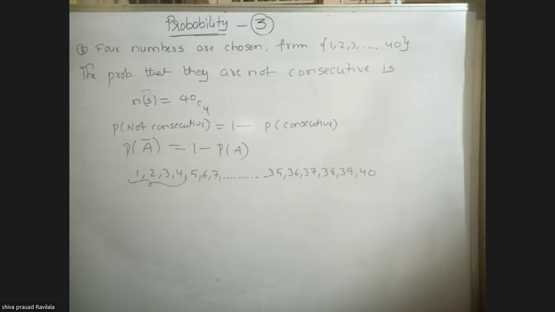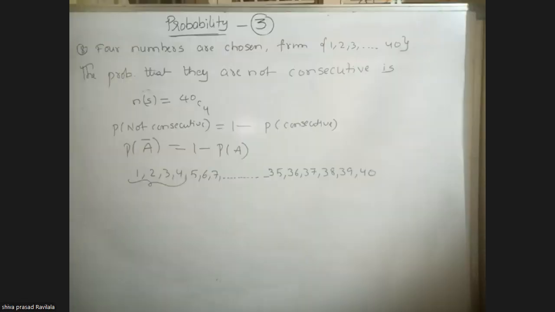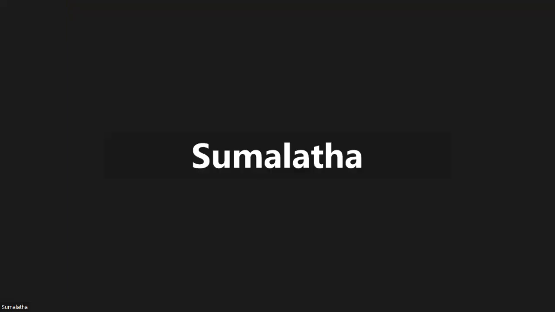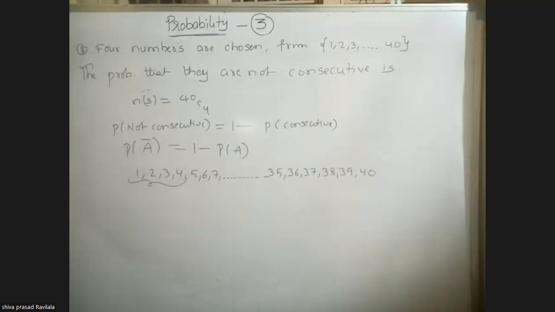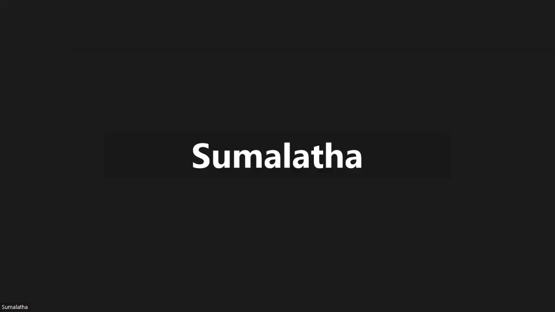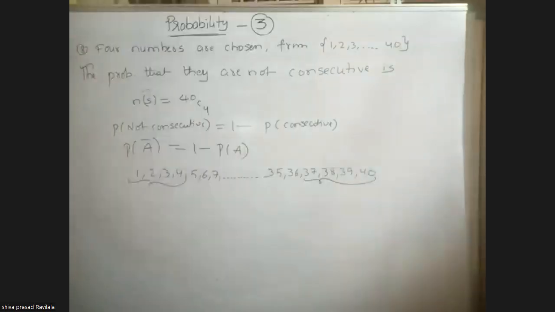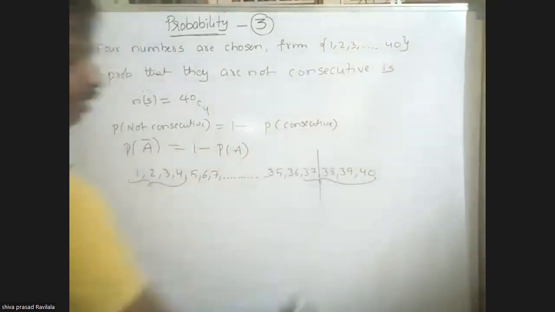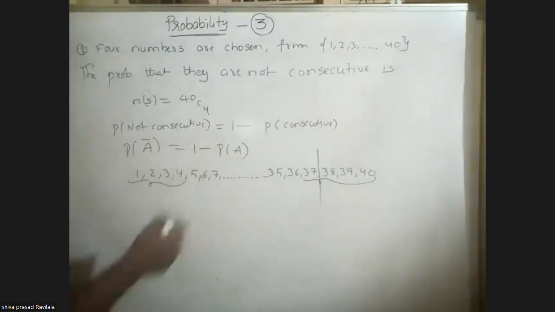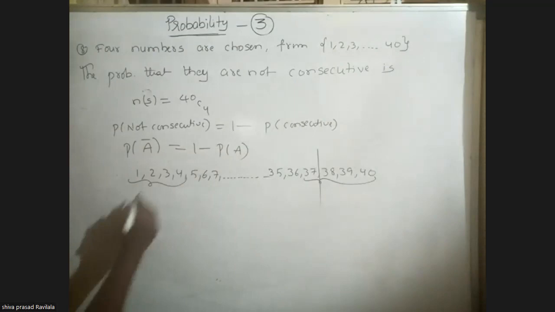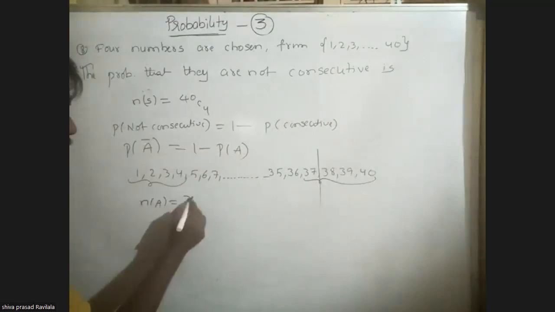4 consecutive numbers. 36, sir. Another one, 37. Yes. 1, 2, 3, 4 comes, then 2, 3, 4, 5, then 3, 4, 5, 6. That's why I wrote all these numbers. Starting from 37, it comes up to this place and gets cut there. For example, if 50 were given, it would go up to 47. In this case, n of A is equal to 37 cases.